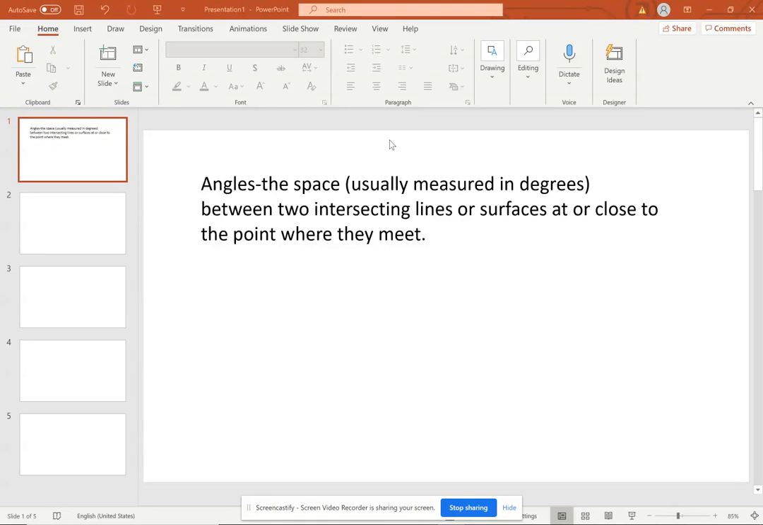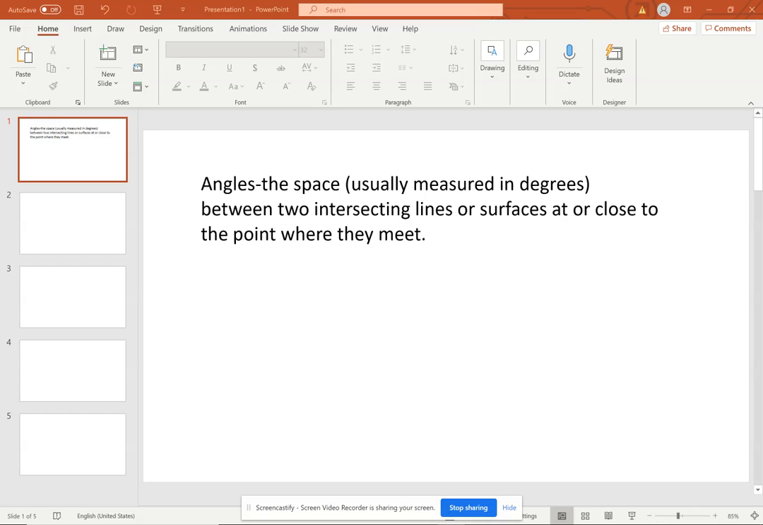Hello class, so today we're going to start the new semester, and since the first day is asynchronous, we're simply going to talk about simple classification of angles. So an angle is the space, usually measured in degrees, between two intersecting lines or surfaces at or close to the point where they meet.